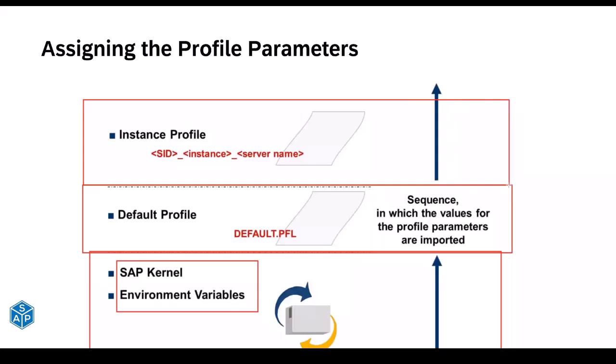Okay, so for example, if you have added one parameter into two profiles, in the default profile and also the same parameter in your instance profile, both with a different value, then which value will be effective in the system? The value which is read last. So the value which is there in your instance profile will become effective, because after loading the default profile, it will load the instance profile. So the values from your default profile will be overwritten by the values from your instance profile. Is that clear to everyone?